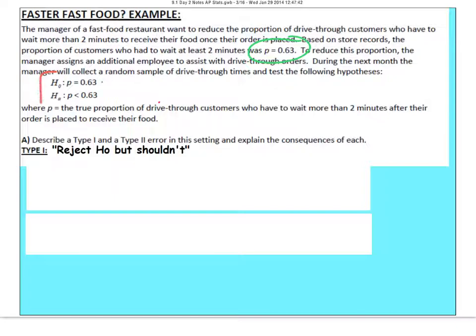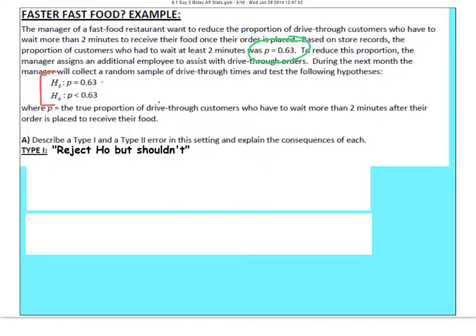Now, hopefully this hypothesis makes sense, right? True proportion is 63, but he's putting more money and more energy into the drive-through window. He's hoping this proportion goes down. That's what he wants to see. So define P as the true proportion of drive-through customers who have to wait more than 2 minutes. Describe a type 1 and a type 2 error in this setting and explain the consequences of it.